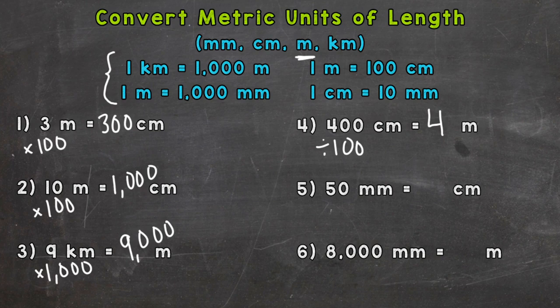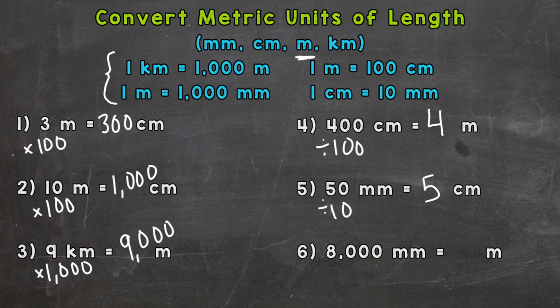Number 5, millimeters to centimeters. So there are 10 millimeters in every centimeter. So we need to divide by 10, or split into groups of 10. Each one of those 10s is a centimeter. So 50 divided by 10 gives us 5 centimeters. So millimeters to centimeters, divide by 10.